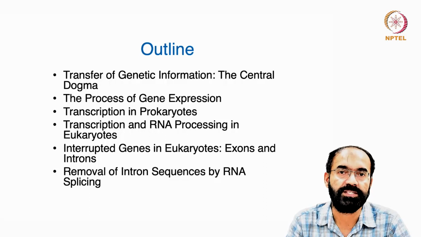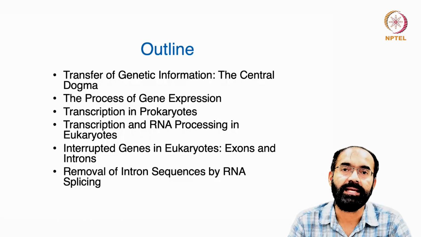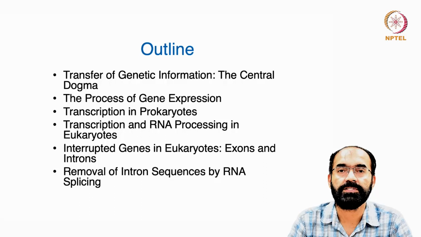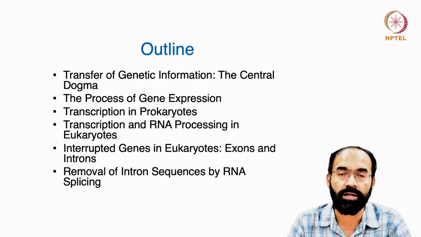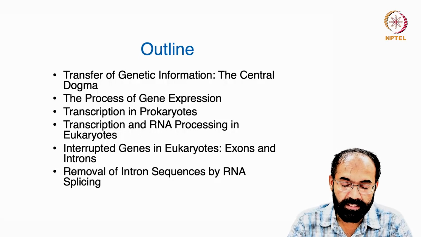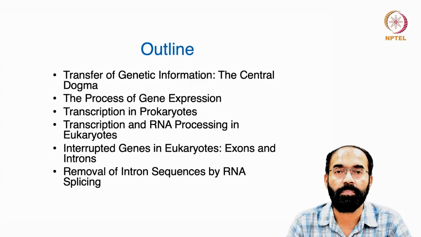And then the process of gene expression, how the so-called gene expression takes place in a cell. And then transcription in prokaryotes. Prokaryotes are bacteria and other single-celled organisms which don't have a proper nucleus. That is what we refer to as prokaryotes. Whereas the next topic is the transcription and RNA processing in eukaryotes. That means those organisms that have got a proper nucleus.